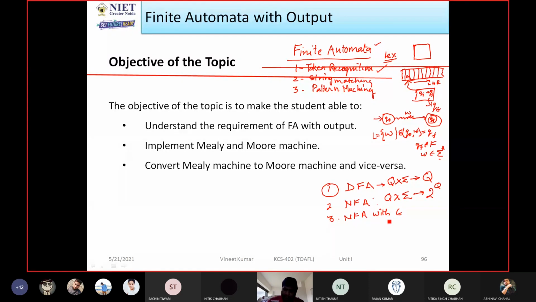While in the case of the NFA with epsilon, here epsilon is included in the NFA, and now your transition function becomes Q cross sigma union epsilon to 2 raised to power Q. That means epsilon is included into the input alphabet as an extra input, and epsilon means null string or null input. That means without affecting the string, you can move from one state to another state, right? So that is a kind of NFA with epsilon.